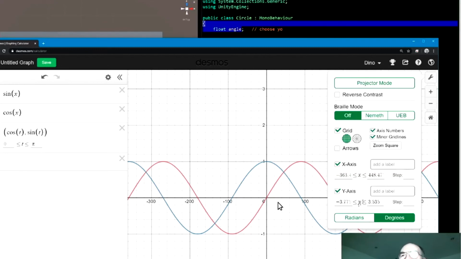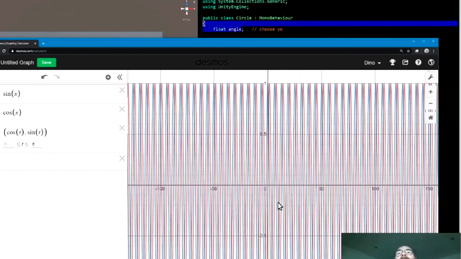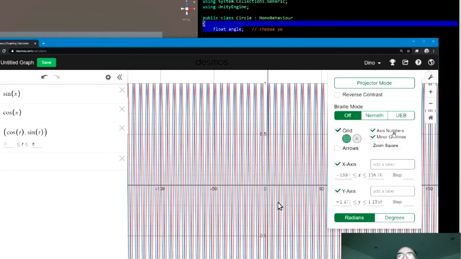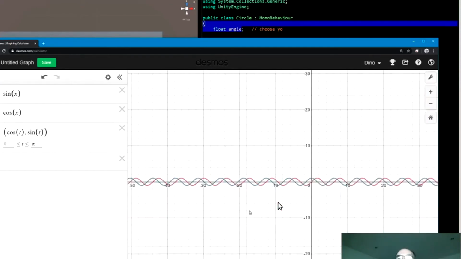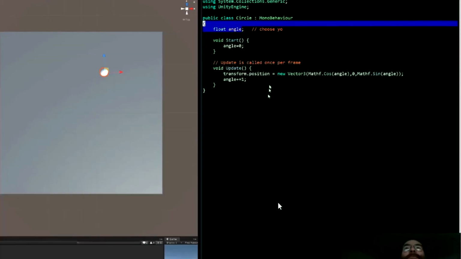But we don't use gradients, and we really don't want to use degrees, because this is just ugly. No, much better to switch back to radians. Oh my God, look at that. And then make the graph square again.